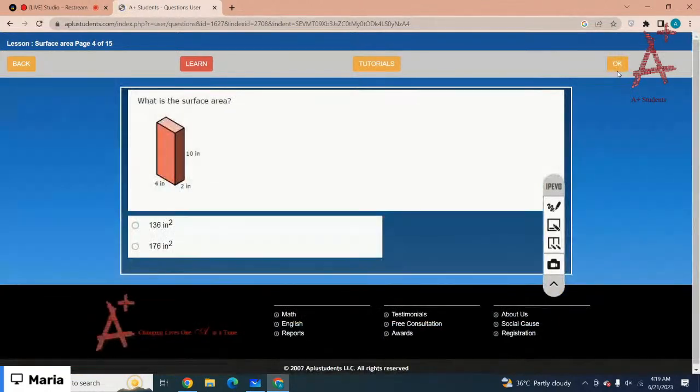Okay, what is the surface area? So which is the correct option? I am not going to calculate the values. You have to tell me the answer. Which is the correct option?